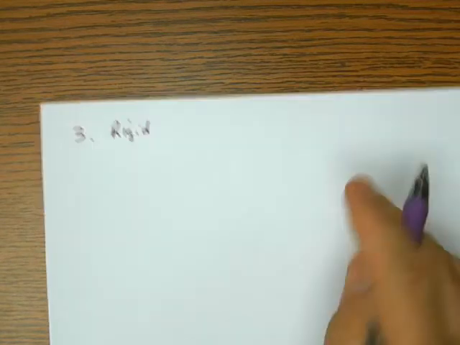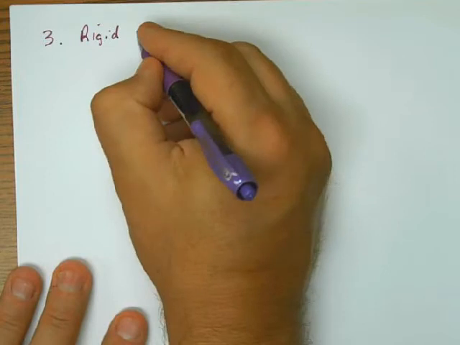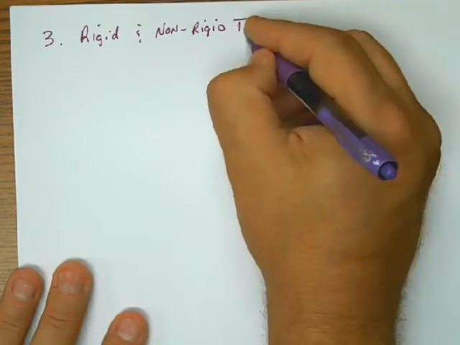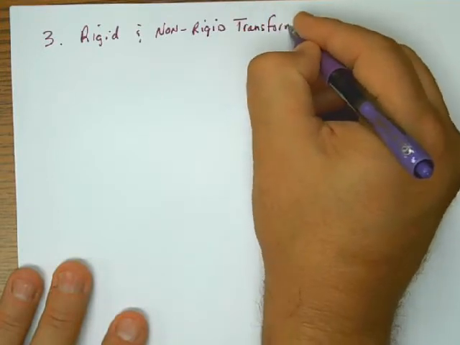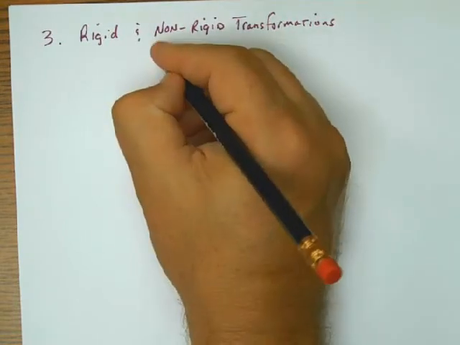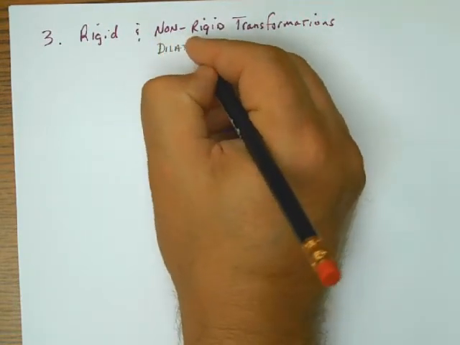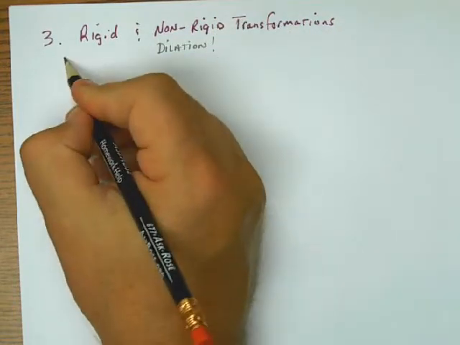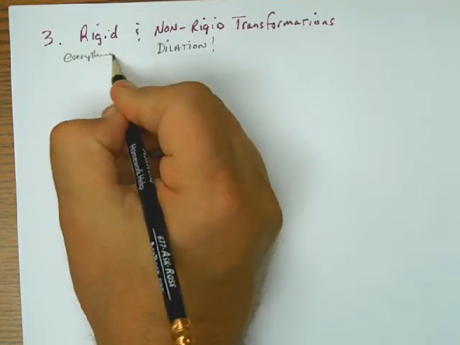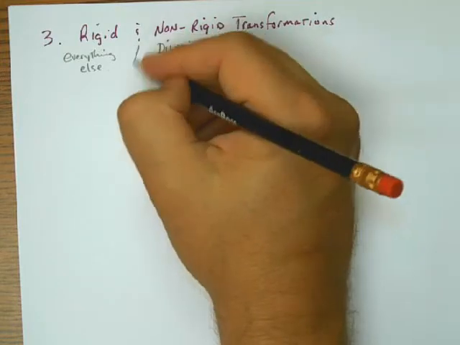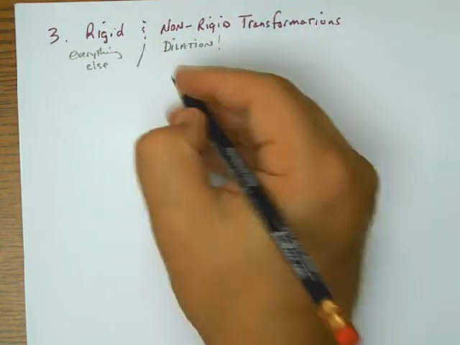Rigid and non-rigid transformations. The big deal here is non-rigid means that it's a dilation. A rigid means everything else. Okay, so what does a dilation mean? It means when I take a rule like this.